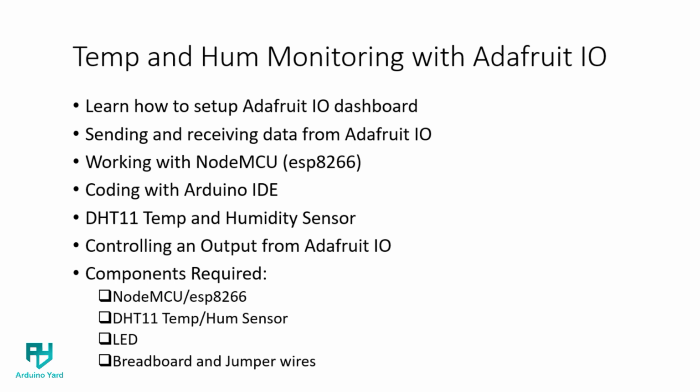We will be working with the NodeMCU or ESP8266. Coding will be done on Arduino IDE. DHT11 temperature and humidity sensor will be used. We will also be controlling an output on NodeMCU from Adafruit IO over Wi-Fi. The components required for this project are NodeMCU, DHT11 sensor, one LED, a breadboard and some jumper wires.